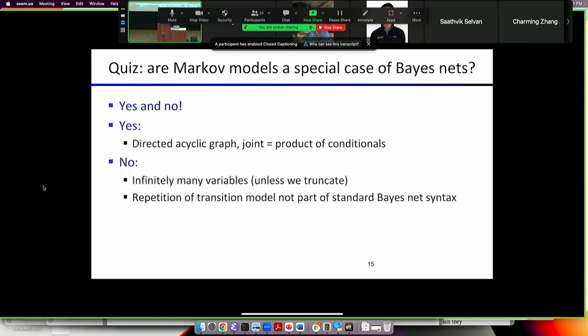The second difference is that in regular Bayes net syntax, I'm supposed to write down the conditional probability for each variable given its parents. And here, that conditional probability distribution is the same for every time step. And that's an extra piece of syntax, if you like. This is, in that sense, a more expressive type of language, because I write it once, and it gives me infinitely many copies. So that's an extra thing that we have in Markov models.